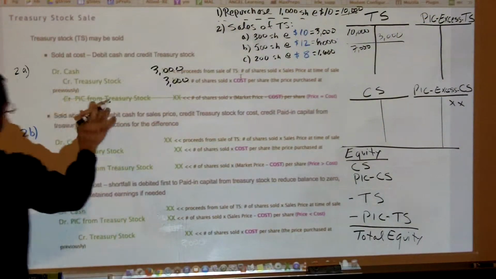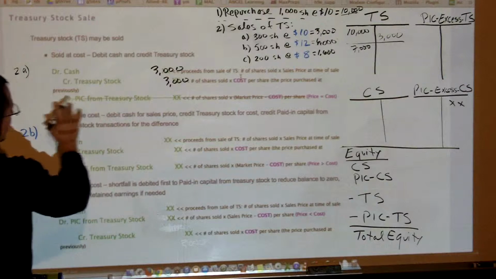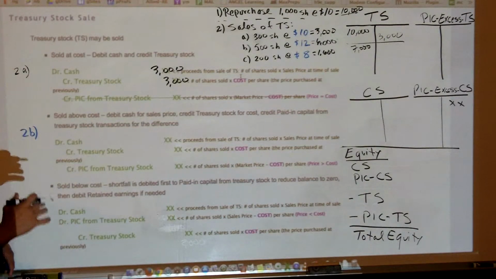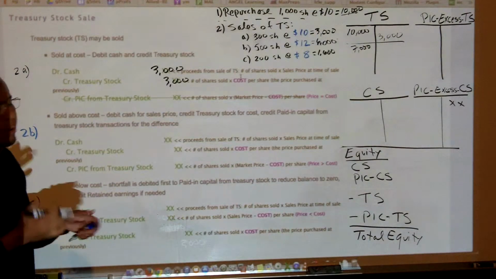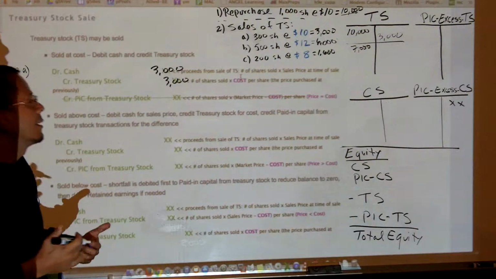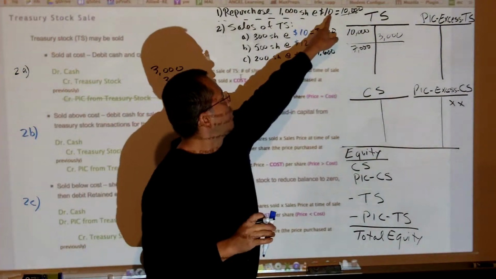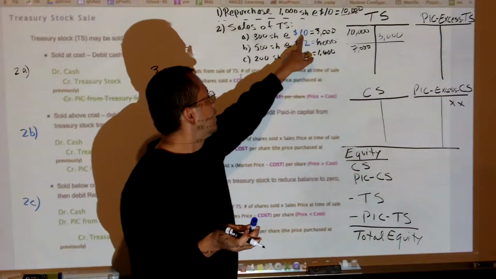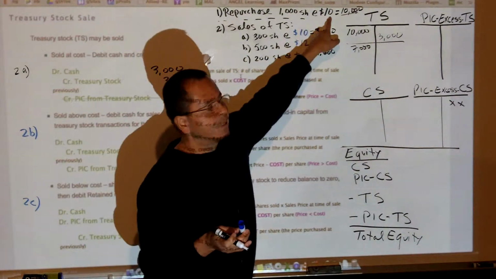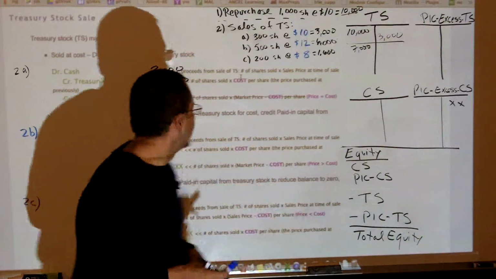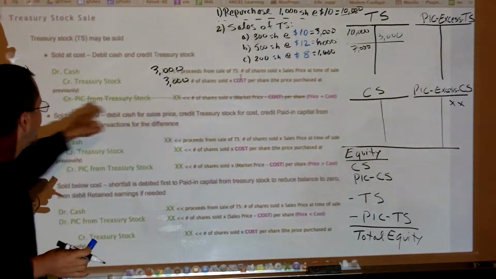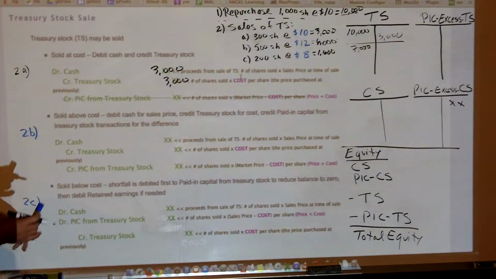Notice that here I'm also crossing out the PIC in excess of treasury stock because there's no excess. The excess really always relates to the sale price versus the par value. In this case, actually, it will be the sales price versus the cost. It's the same, so there's no excess. So there's no need for that account. All right. Now that takes care of 2A.